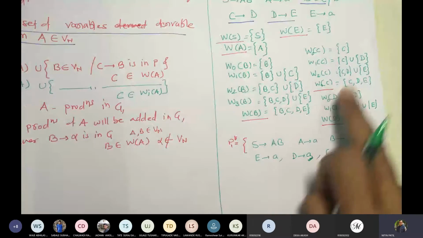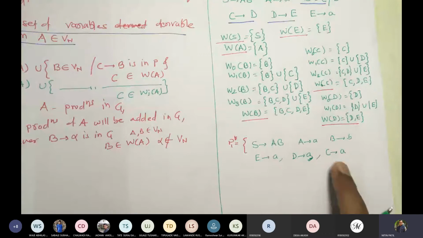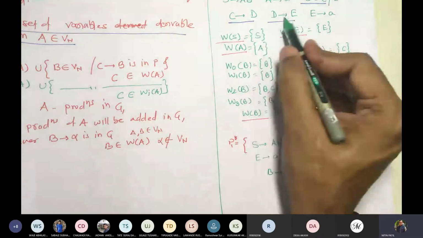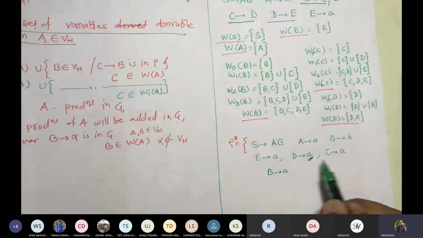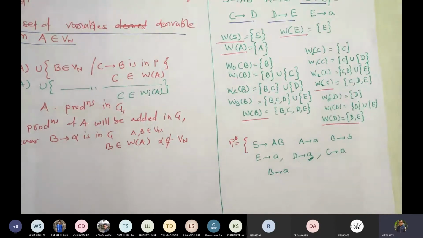As C belongs to W of B, C belongs to W of B. What does C give now? So that's why we will write B gives A. And we will not write these three productions. Instead, we will write these three new productions. Understood? Check it one more time.